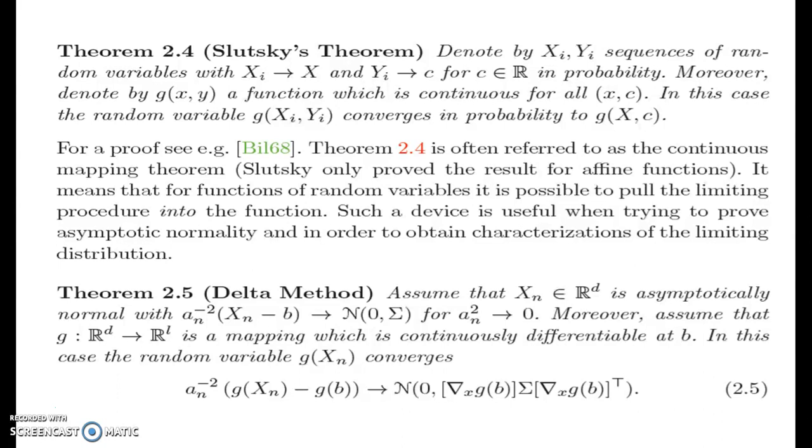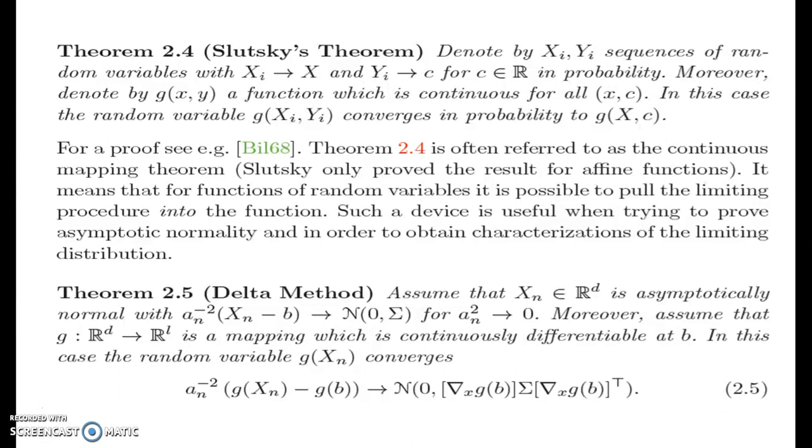Theorem 2.5, the delta method. We assume that xn belonging to R to the power d is asymptotically normal, with a n to the power minus 2 times (xn minus b) converging to N(0, sigma), with a n to the power 2 tending towards 0. Moreover, assume that g from R to the power d to R to the power l is a mapping which is continuously differentiable at b.